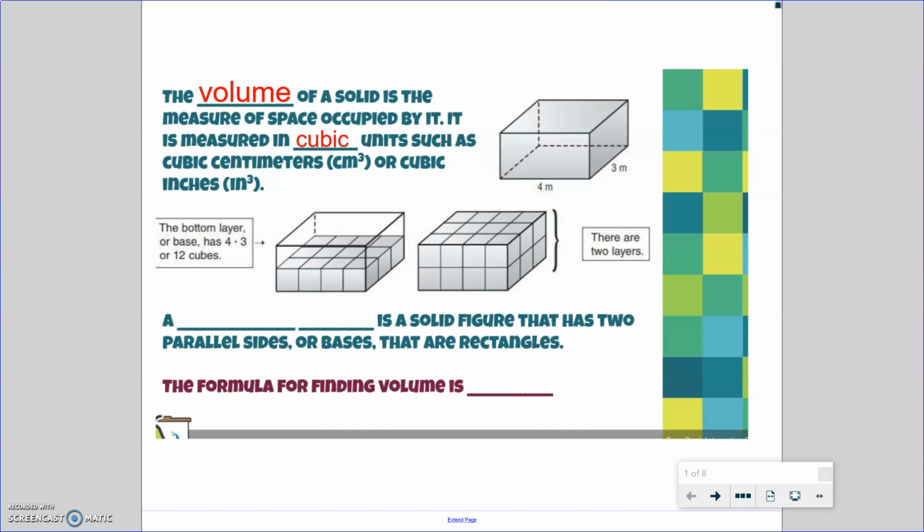Okay, so a rectangular prism is a solid figure that has two parallel sides or bases that are rectangles, which you can see up above. The bases are rectangles, which is why it is a rectangular prism. The shape of the base of the prism is in the name of the prism. The formula for finding volume of a rectangular prism is volume is equal to area of the base times height. So I know it looks like volume is equal to big B multiplied by H, but that capital B represents the area of the base.